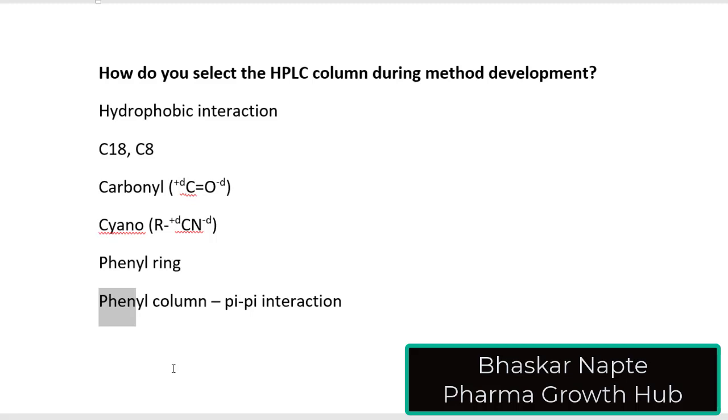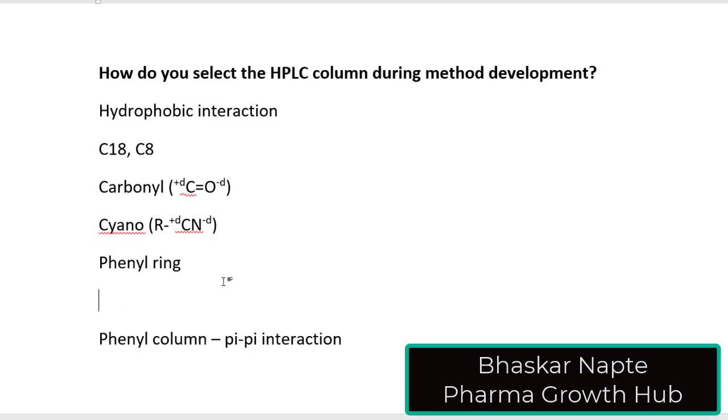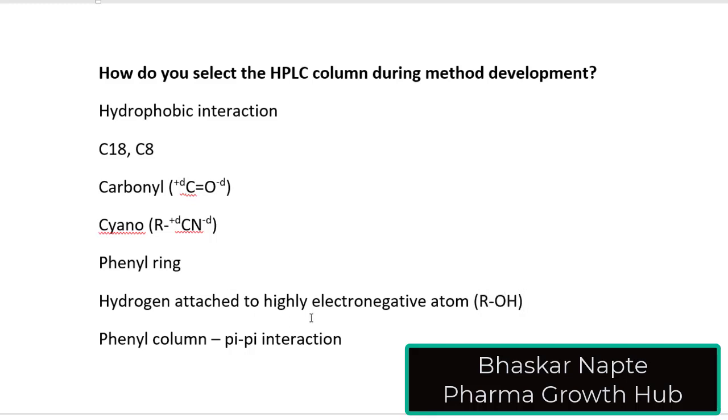Now the phenyl column also brings the hydrogen bonding interaction. So in case your compound has a hydrogen atom attached to a highly electronegative atom, for example, there is an alcohol group present in your compound. Now this hydrogen present in your molecule will have the plus delta charge. The reason is very simple. This oxygen is highly electronegative. It will attract the electron cloud towards itself and become minus delta and leave the hydrogen with plus delta charge.